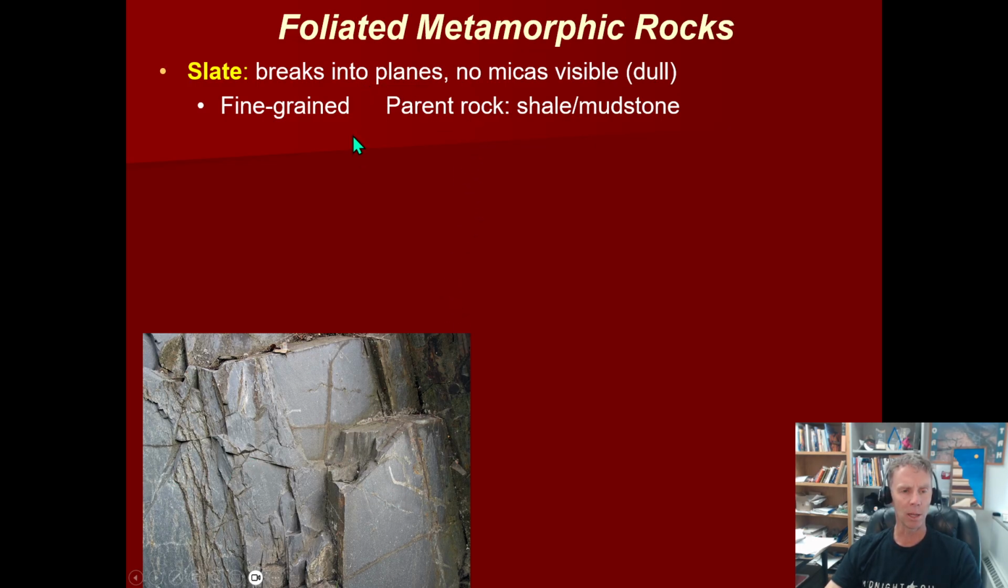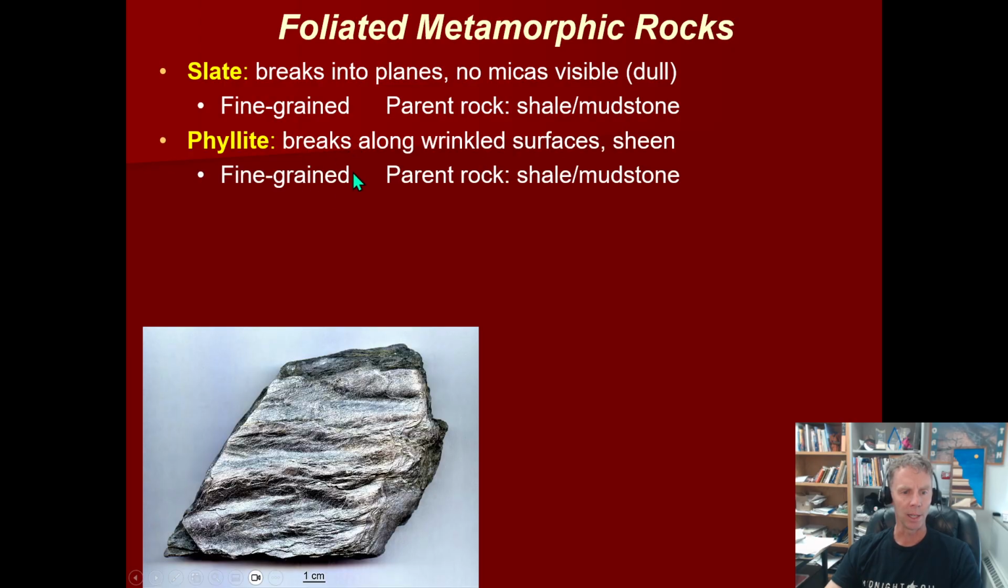As we increase the metamorphic grade a little bit, we get still a fine-grained rock, but now it's starting to have a sheen to it. It's a little bit reflective in the light. And it may have a bit of a wrinkly surface as well. And this is what's known as a phyllite. Still the same parent rock, but we've increased the metamorphic grade just a little bit.